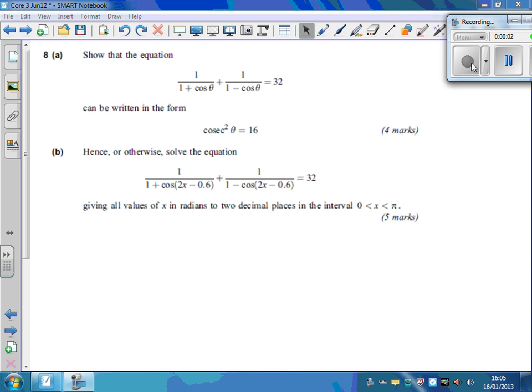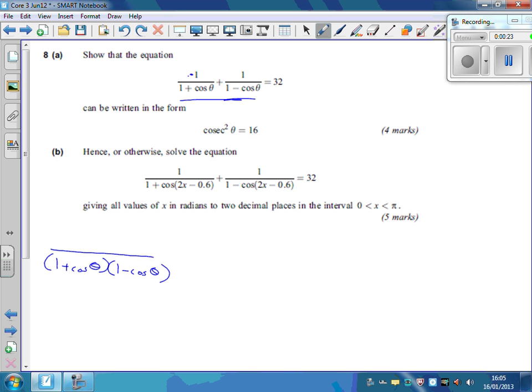June 2012 Core 3 question 8. We've seen something like this in one of our pilot papers. We've got our little bits of fractions here, and we're clearly just going to add them together. Adding them together gives us a common denominator of (1 plus cos theta) times (1 minus cos theta).